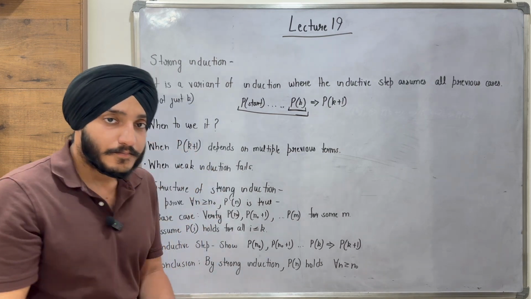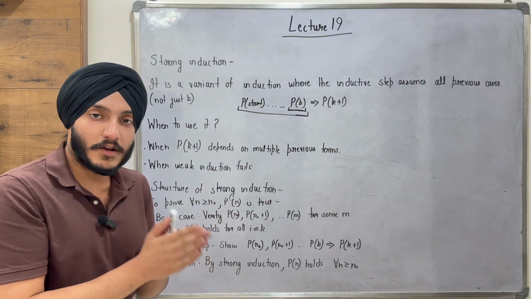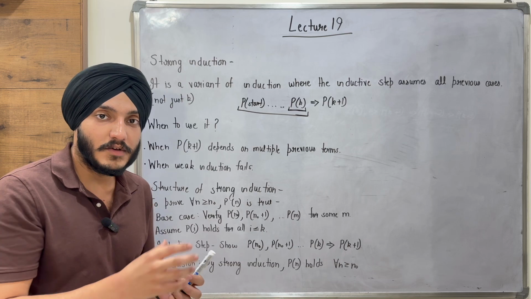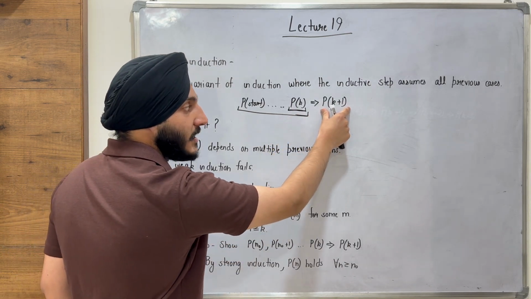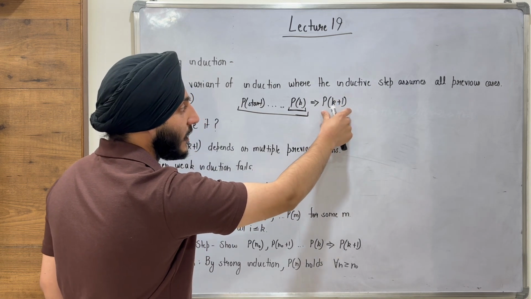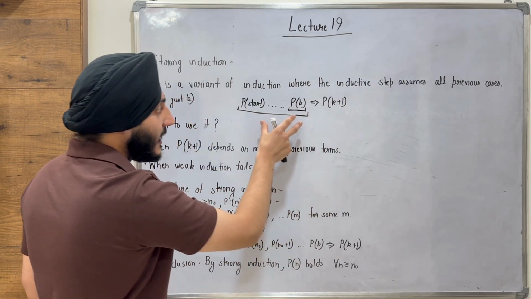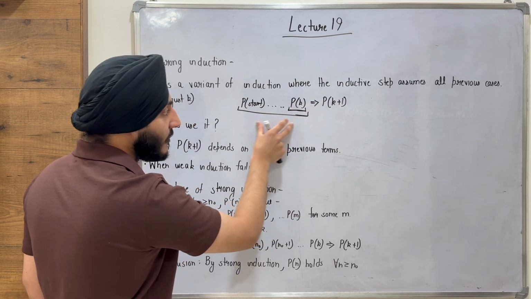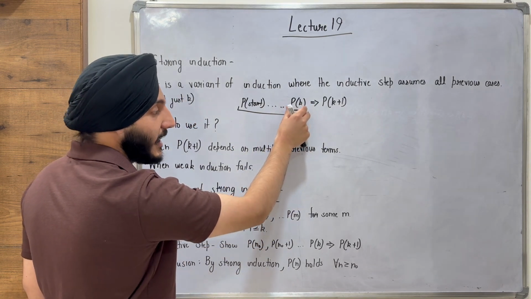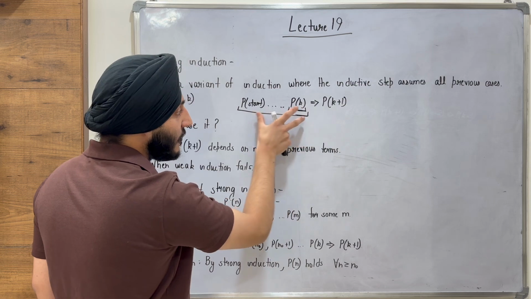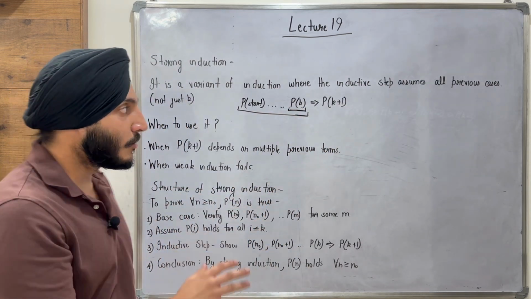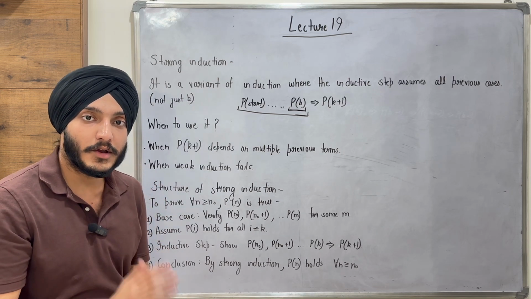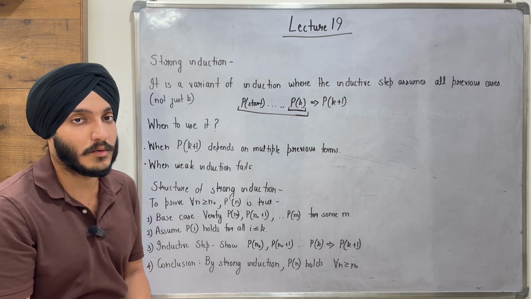Okay, so just a quick summary of the difference. In weak induction, we just assumed Pk, and using that assumption, we tried to prove P of k plus 1, which is the next statement. But in strong induction, we assume all the previous cases up to the value k, including k, and using that assumption, we try to prove P of k plus 1. If you're not able to understand it, that's totally fine. We are going to go through a question in detail to see how this works.